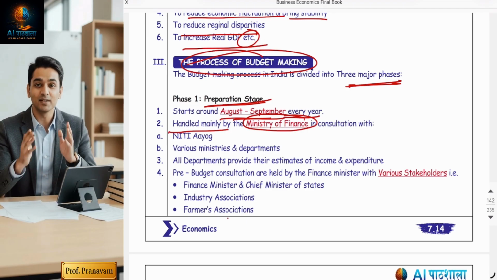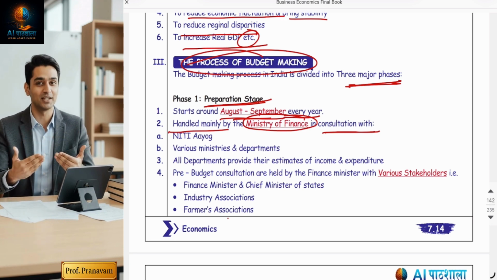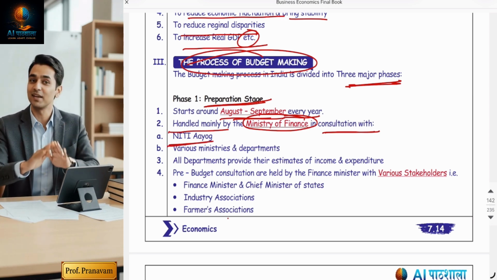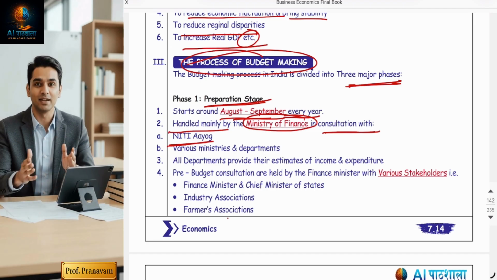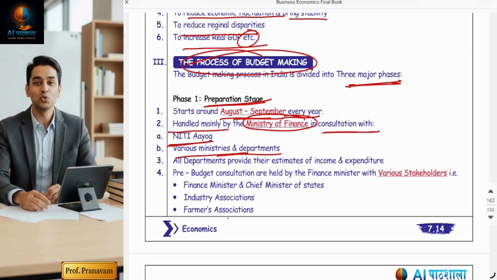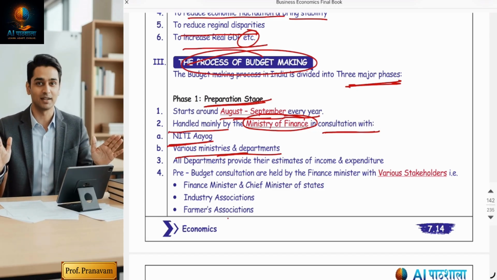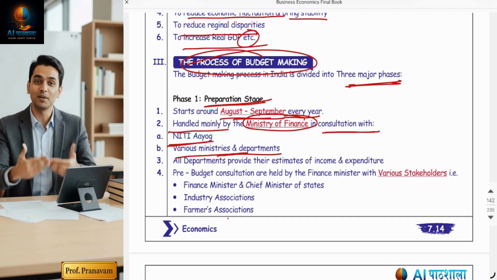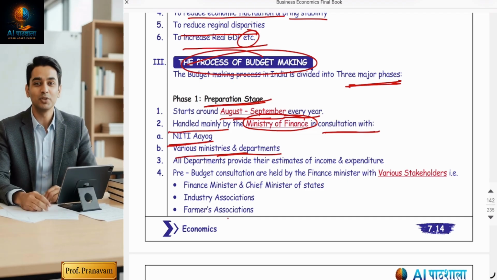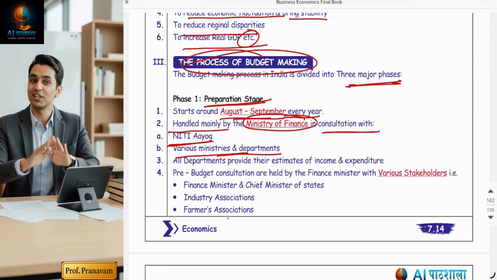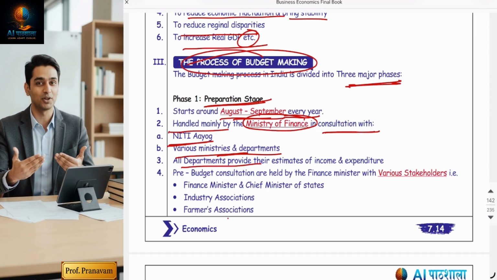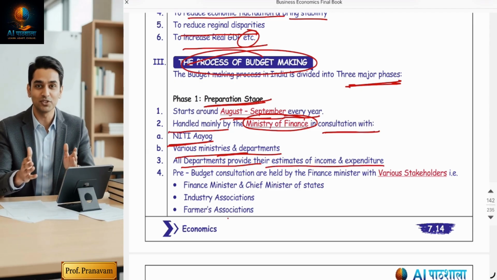The Ministry of Finance always makes the budget in consultation with various people, that is Niti Aayog, the main development agency of the country, and various ministries and departments. Now the question arises, what happens in this preparation stage? While preparing the budget, first all departments submit income and expenditure statements, their own estimates.